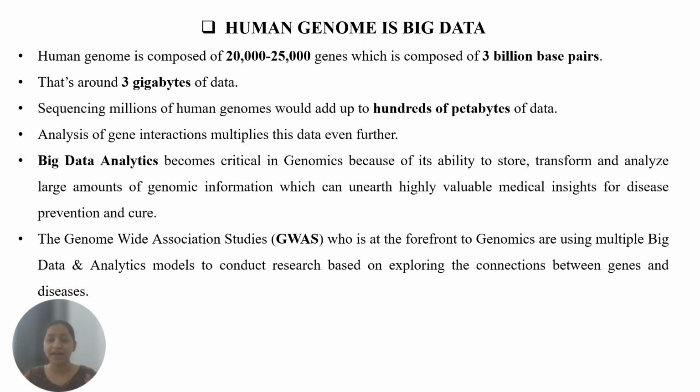So the human genome is big data. First, you all have to know what exactly is meant by the human genome. The human genome is composed of around 20,000 to 25,000 genes, composed of 3 billion base pairs. This is the important thing, guys. You all have to know this if you're working with big data, in a genomic context, right? That is about 3 gigabytes of data that you are handling. Now you understand, guys, what is meant by a vast amount of data, right?